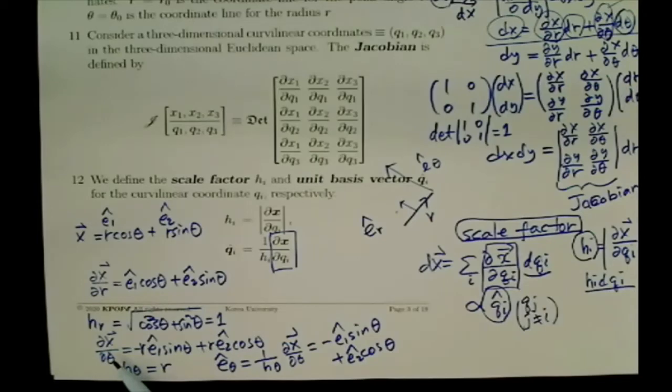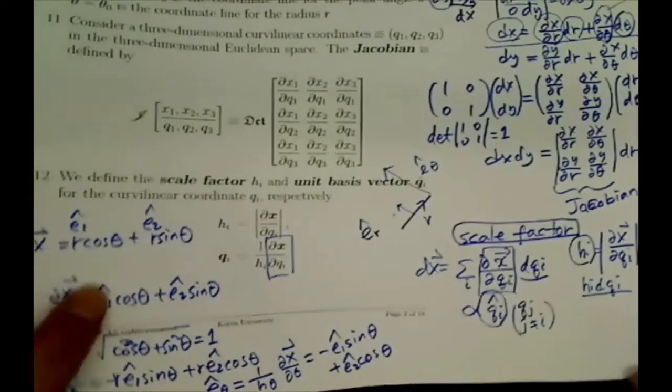In the case of theta, if you take the partial derivative, r is kept, and the magnitude of this is r. The scale factor h theta for the two-dimensional polar coordinates is r. Therefore, the unit vector along theta is obtained by this vector divided by its own magnitude, that is, the scale factor. So finally, we end up with the result for e theta hat in a consistent way.